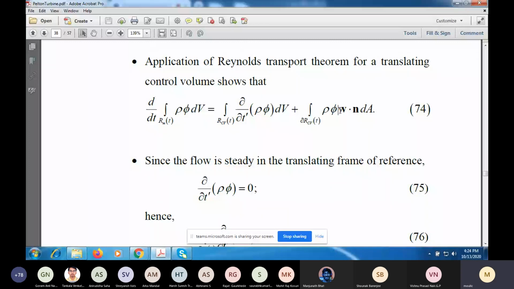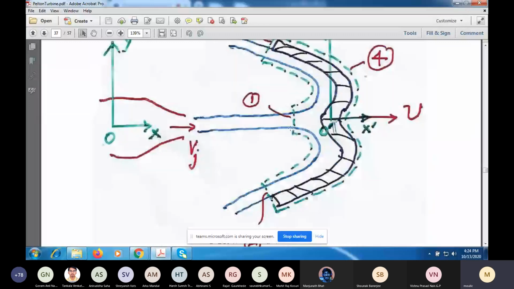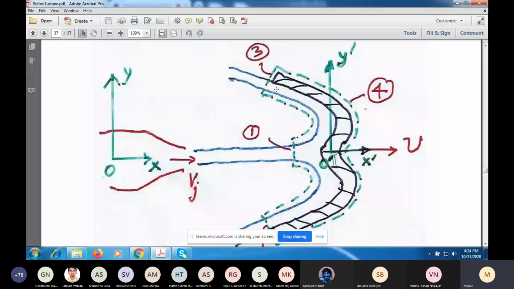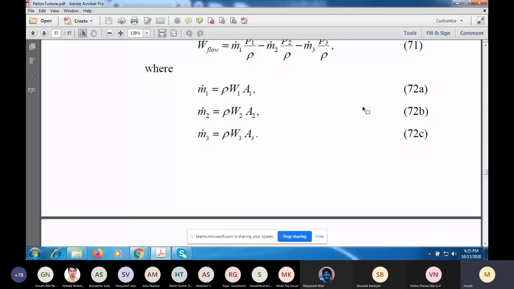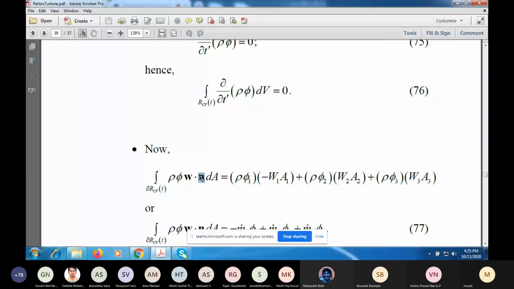Now, as you have seen, there is one inlet and two outlets. So W dot N is non-zero only at section 1, section 2, and section 3. Although section 4 is moving, there is no flux of fluid through the section. So on the rest of the surfaces, W dot N is 0. And hence, in a one-dimensional situation, this net efflux of property will have three components.